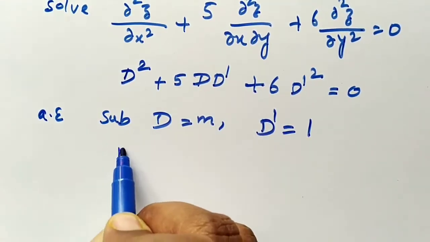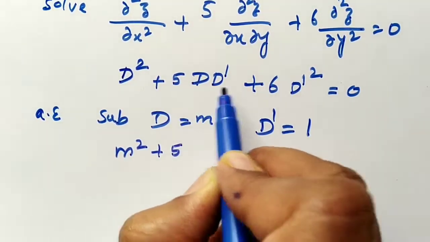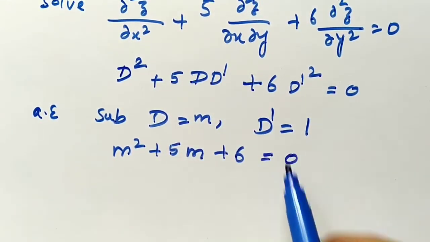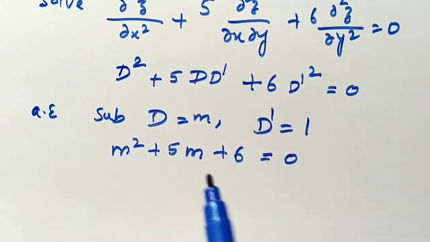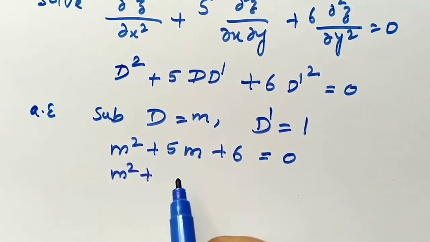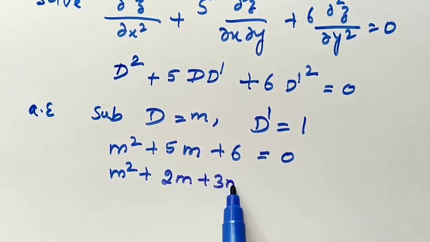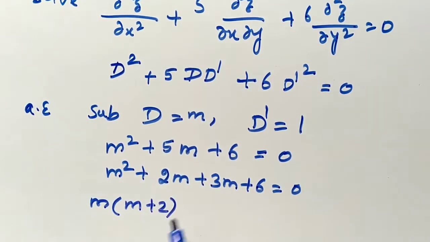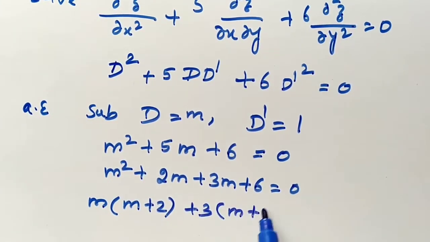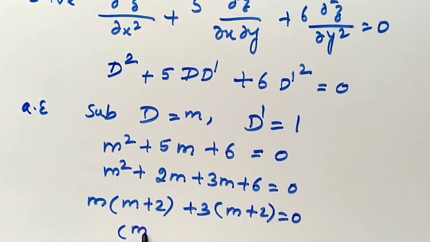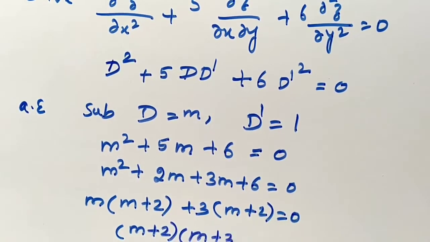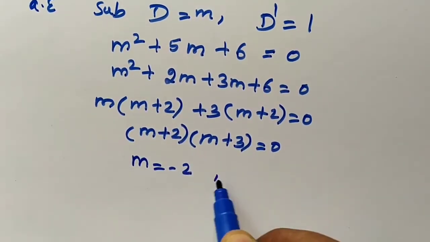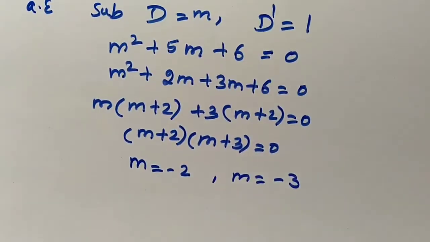So substitute in the above equation, you will get m² plus 5 into m into 1 is 5m, plus 6 into 1 squared is 6. So you will get a quadratic equation. Now split into factors: m² plus 2m plus 3m plus 6 equal to 0. m is common, you will get m plus 2, and 3 is common, you will get m plus 2. So what are the roots? m plus 2 and m plus 3 equal to 0. Therefore the roots are m equal to minus 2, m equal to minus 3.